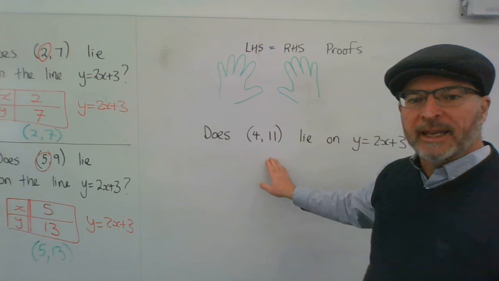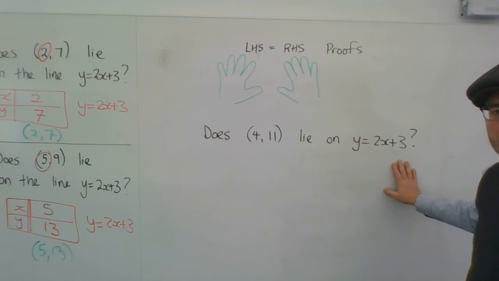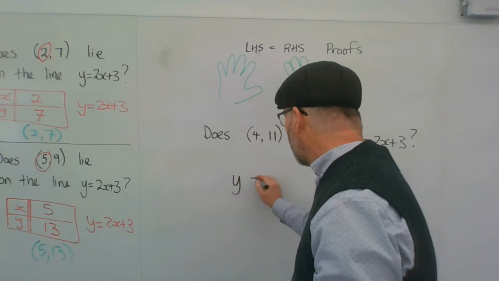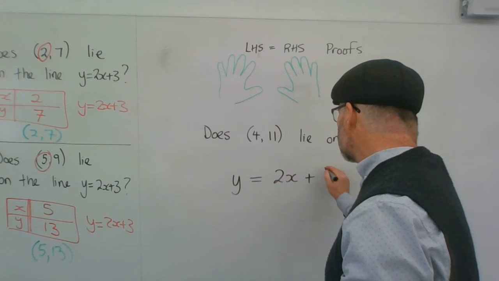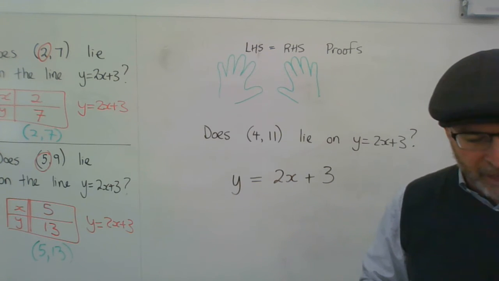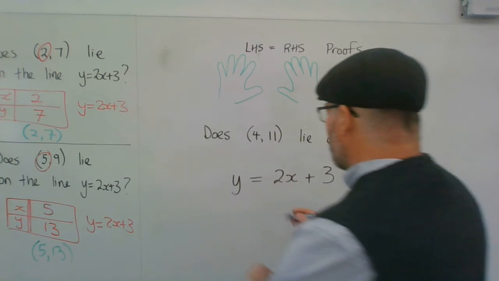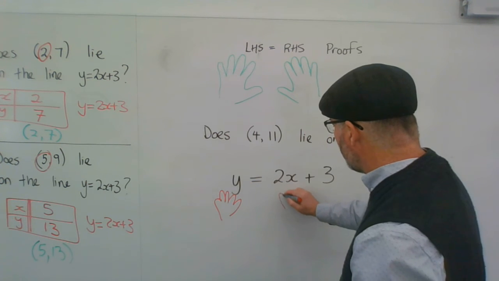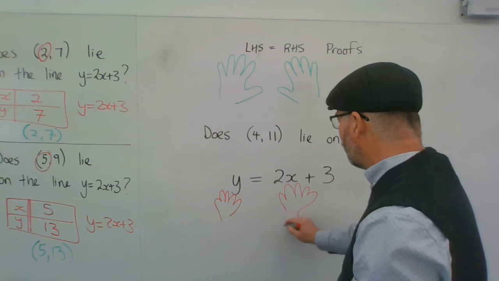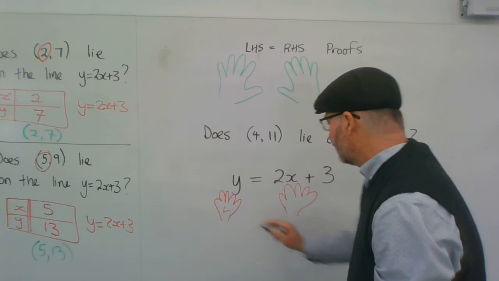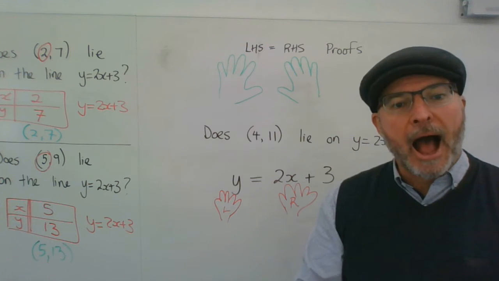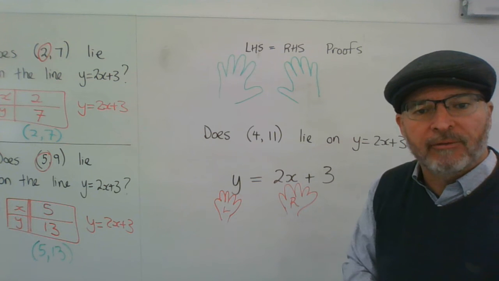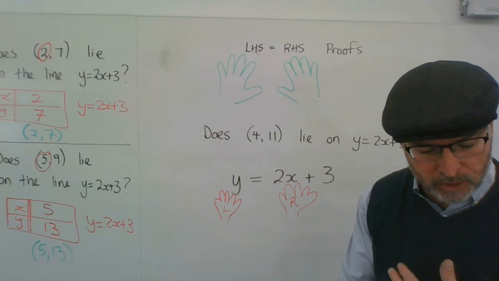So, I'll do an example for you here. Does the point (4, 11) lie on our line y equals 2x plus 3? So I write the rule down, y equals 2x plus 3. You can see that this is my left-hand side, and this is my right-hand side of my equation. Left, right. Are they equal when I substitute in the appropriate values? Does the left equal the right?